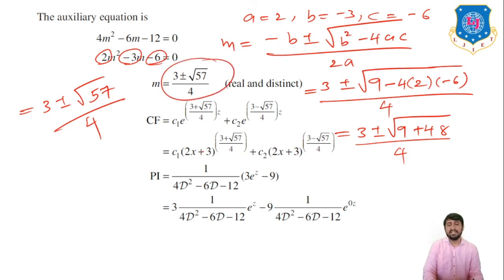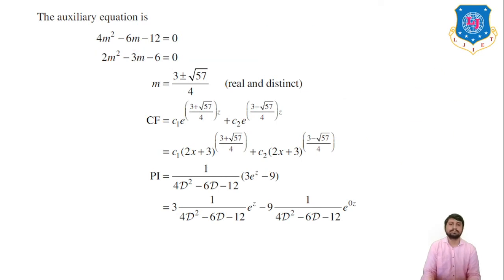And this is real and distinct root. Okay, factorization is not so simple, not so easy, but real and distinct root. It's not a complex root. Okay, b square minus 4ac greater than 0, then you have real root. B square minus 4ac equal to 0, then you have equal root. And if b square minus 4ac less than 0, then you have complex root. Okay. So c1 e raised to 3 plus root 57 by 4 into z plus c2 e raised to 3 minus root 57 by 4 into z.